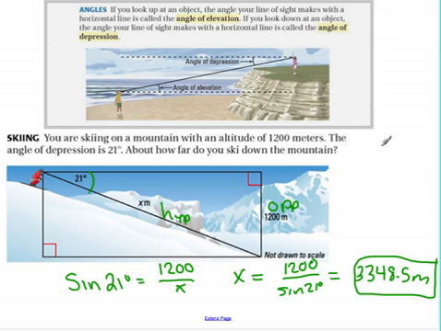Sometimes rounding to the nearest meter is what you need to do, sometimes rounding to the nearest tenth. Sometimes the directions will tell you. When in doubt, nearest tenth is usually a pretty good place to be, unless you have a really small number, then maybe the 100th or 1000th place.